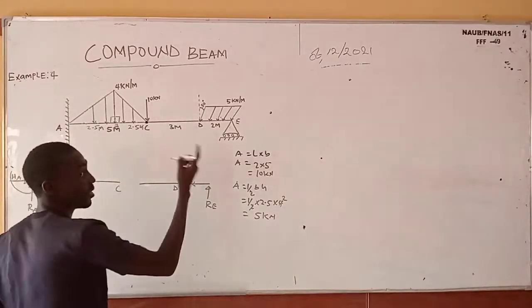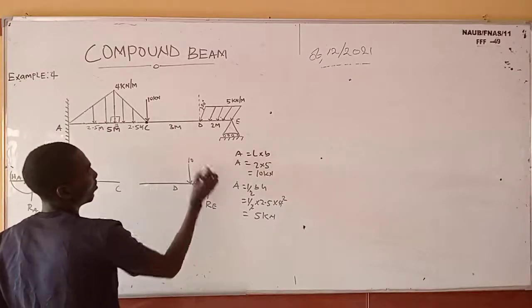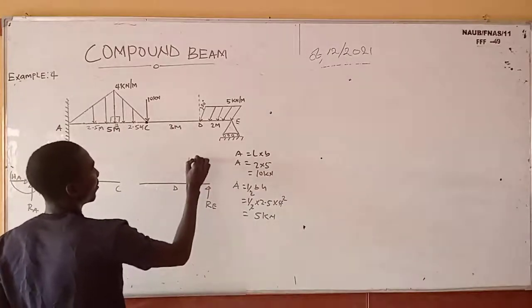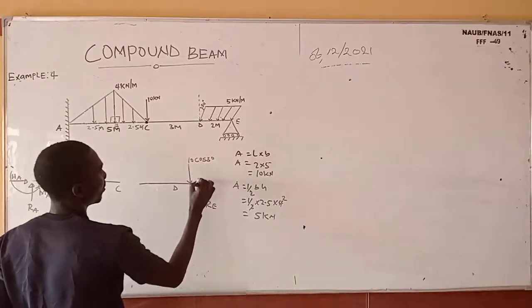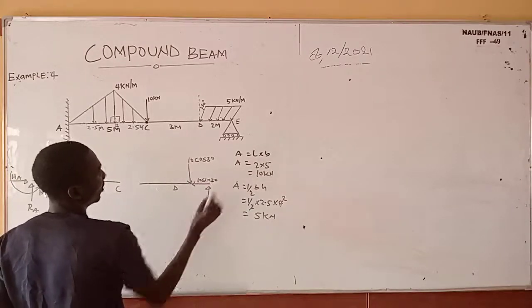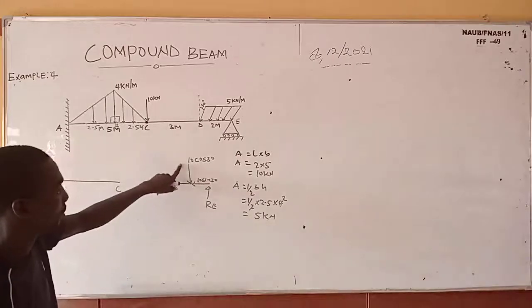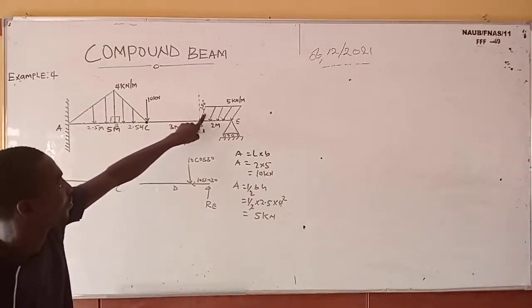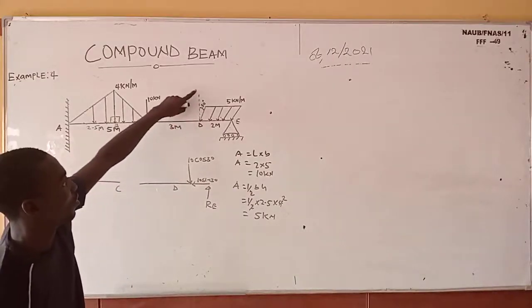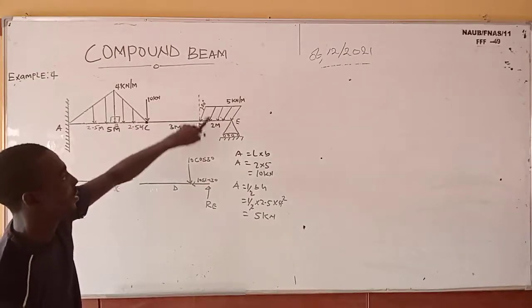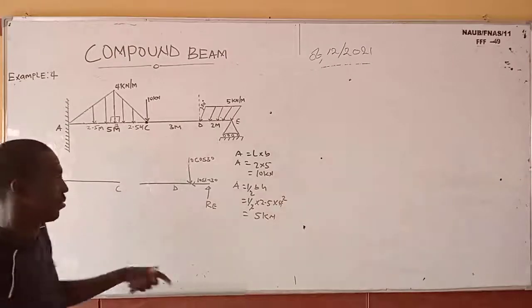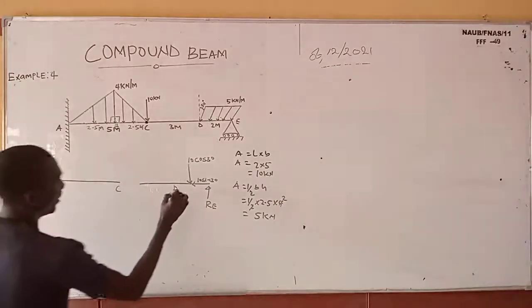So if I'm to resolve it, I've said it the other time, this one is going to be 10 cos 30, because the point load is 10, while this one is going to be 10 sine 30. If you want to take it in the normal way, just subtract 30 from 90, that is 60. Then this one is going to be 10 sine 60, and 10 cos 60. You can solve it that way, you still arrive at the same answer.